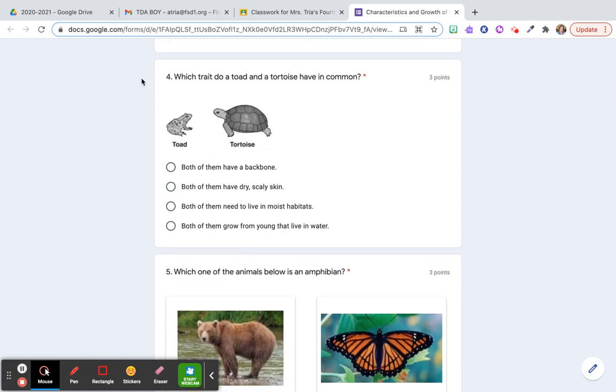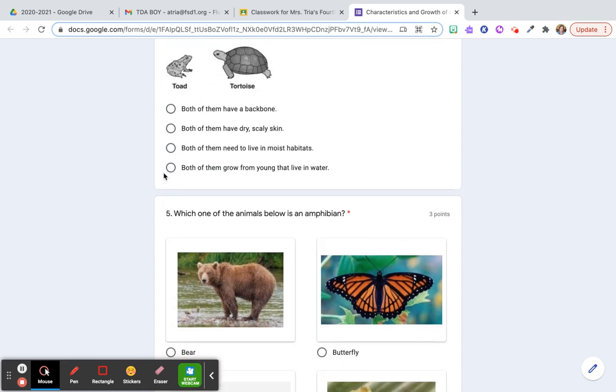Number 4, which trait do a toad and a tortoise have in common? Both of them have a backbone. Both of them have dry, scaly skin. Both of them need to live in moist habitats. Or both of them grow from young that live in water.